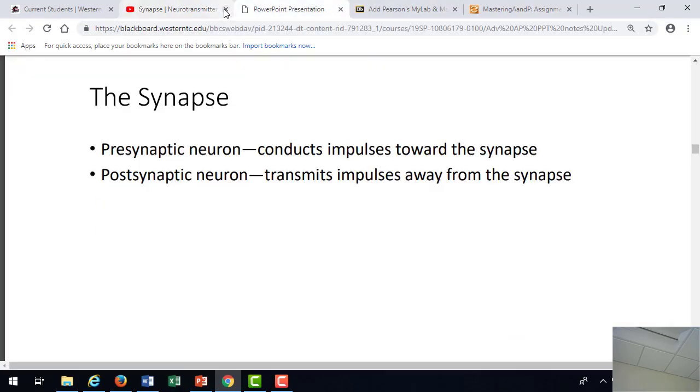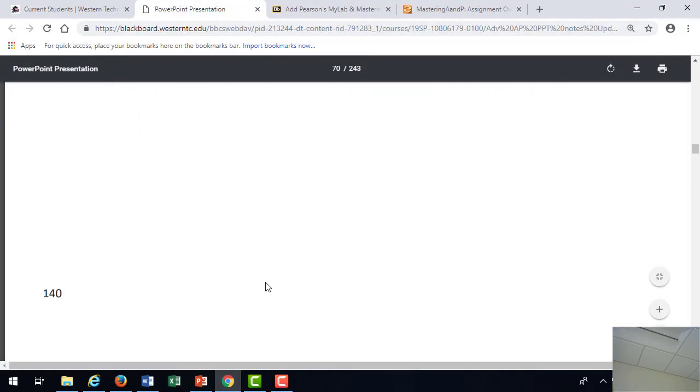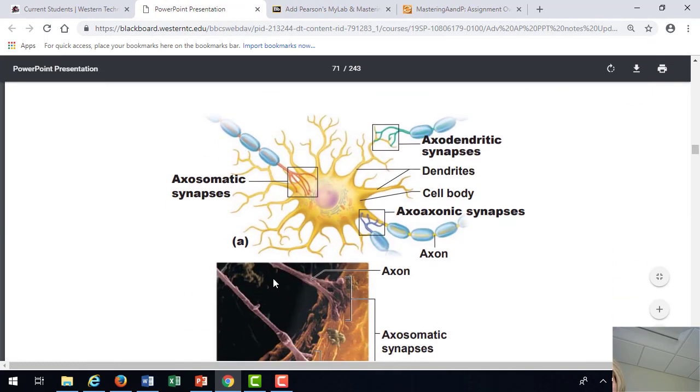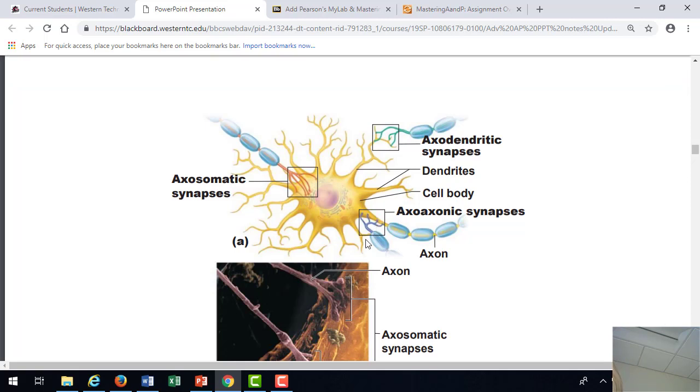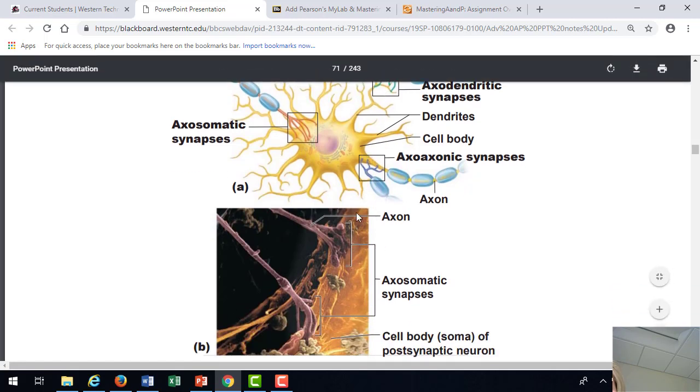So, go back to our PowerPoint. So there's different types of synapses. Some go from the axon terminal onto the cell body. We call those axosomatic. Some go to the dendrites, like we talked about, axodendritic, and some even go right to the axon of another neuron. So we call those axoaxonic. So there's a number of different types of synapses that form, but these are all chemical because there's a neurotransmitter being released. So in all cases, there's an axon terminal releasing neurotransmitters onto the next neuron.